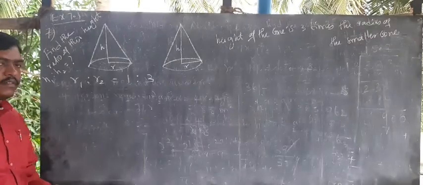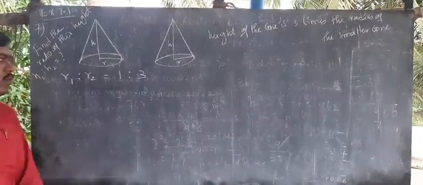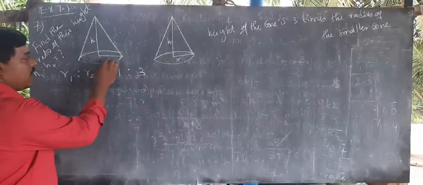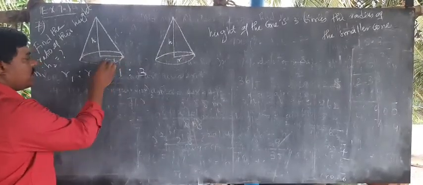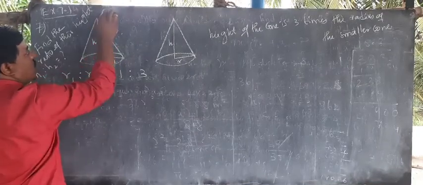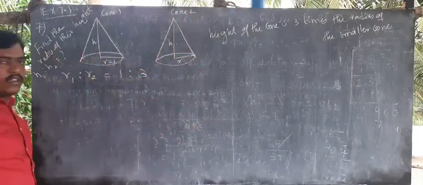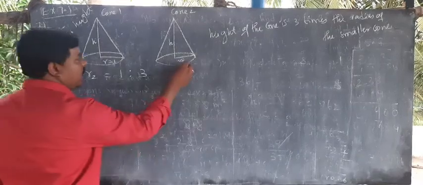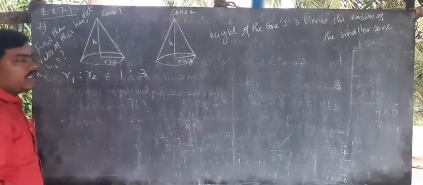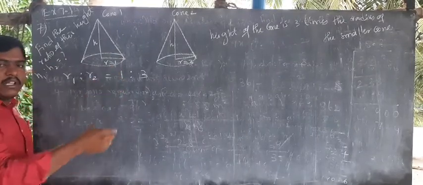So listen, in sum number 7 we are having two cones. What is given here? The ratio of their radii is 1 is to 3. See here, this is cone 1, and this is cone 2. Here 1 means here the ratio 3. What I have taken for 1 is x, and 3 times that is 3x.